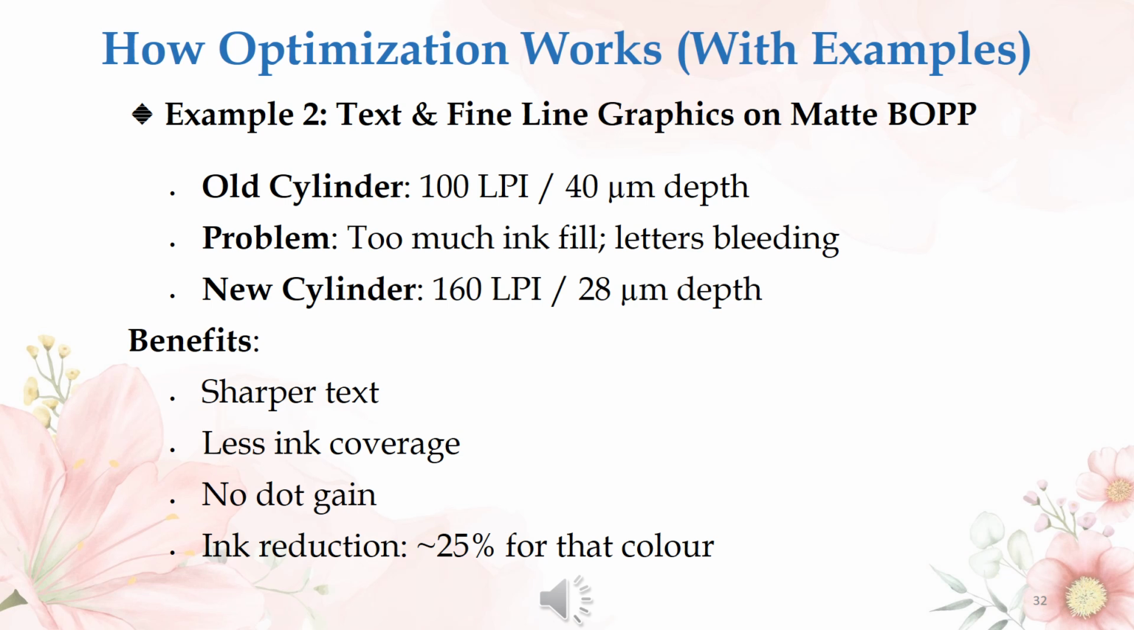Example 2 is about text and fine line graphics on matte BOPP. The old cylinder was of 100 LPI and 40 micron depth. The problem was too much ink fill and lattice bleeding. The new cylinder was of 160 LPI and 28 micron depth. The benefits were sharper text, less ink coverage, no dot gain, and ink reduction by 25%.